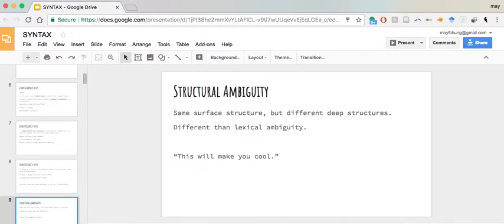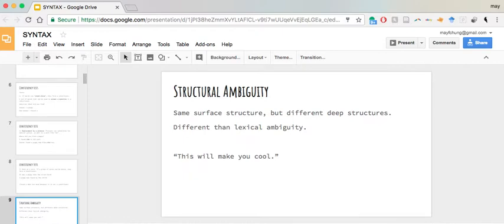We're going to talk about structural ambiguity here, and in your textbook it also talks about deep structure versus surface structure. So surface structure is what is on the surface, so the words themselves. Because as you may know, you might have a sentence, but that sentence can have very different meanings. That's different from lexical ambiguity. Structural ambiguity is very different in that.